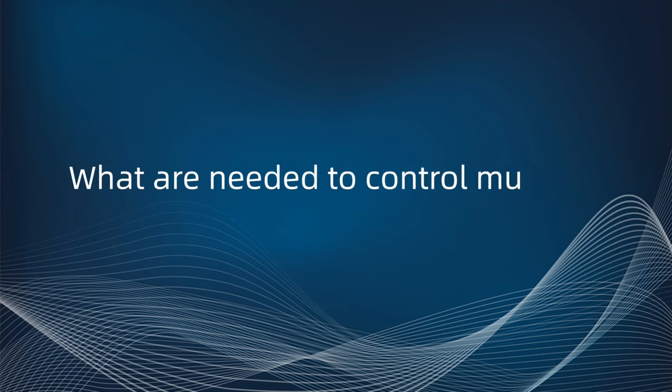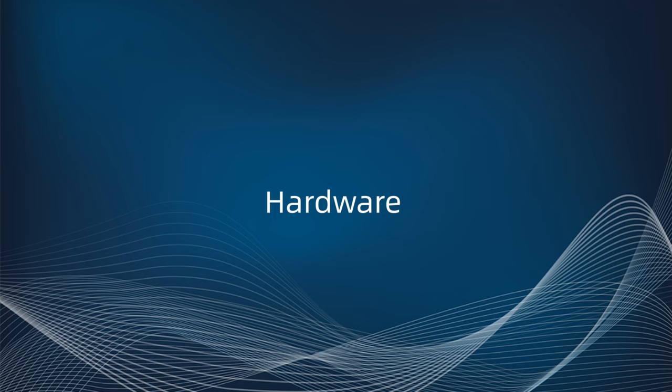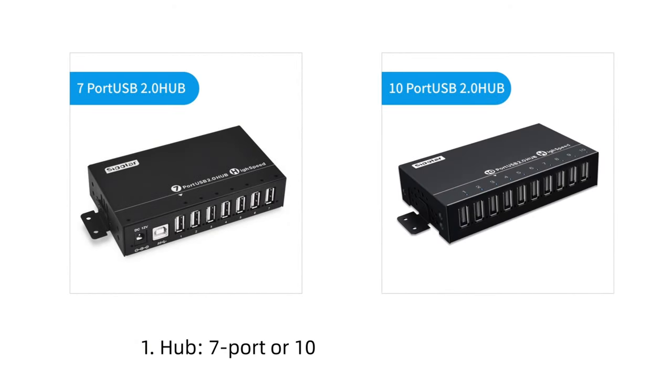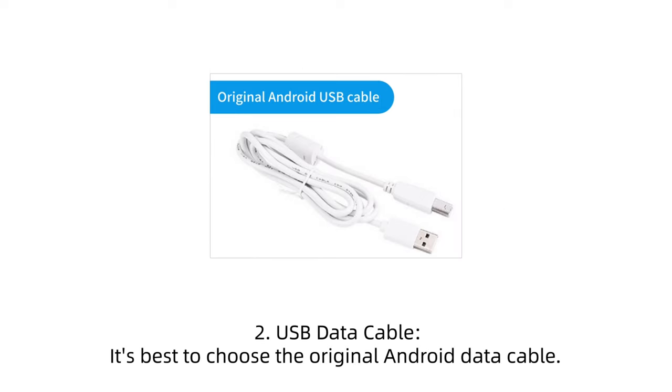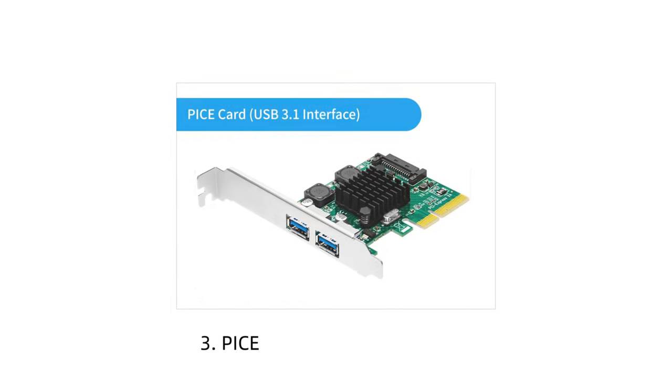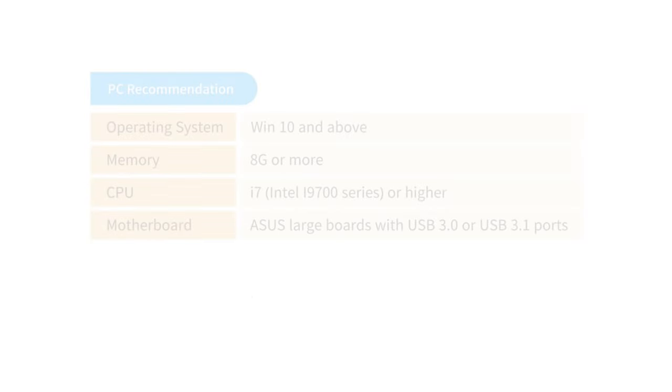What is needed to control multiple Android devices from one PC? Hardware: the hub is a 7 port or 10 port 2.0 industrial hub. USB data cable: it's best to choose the original Android data cable, plus guard, USB 3.1 interface, and independent power supply.